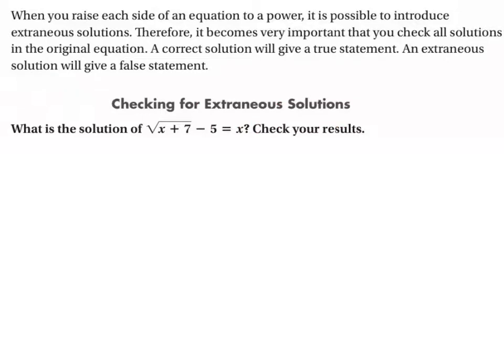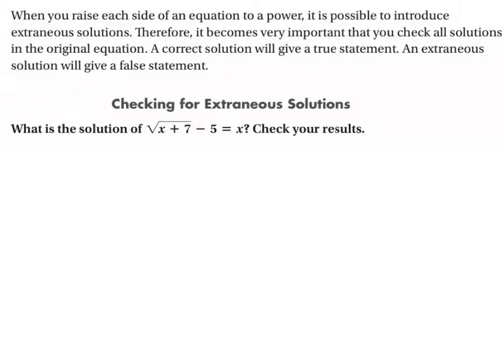All right, so when we raise each side of an equation to a power, it is possible to introduce extraneous solutions. So therefore, it becomes very important for us to check our solutions in the original equation. In this case, an extraneous solution is a solution that we got when we did everything right, but it just doesn't work. The correct solution will give us a true statement, and an extraneous solution will give us a false statement. So here we have an example where I'm almost certain we're going to get an extraneous solution. So now we just want to solve this.